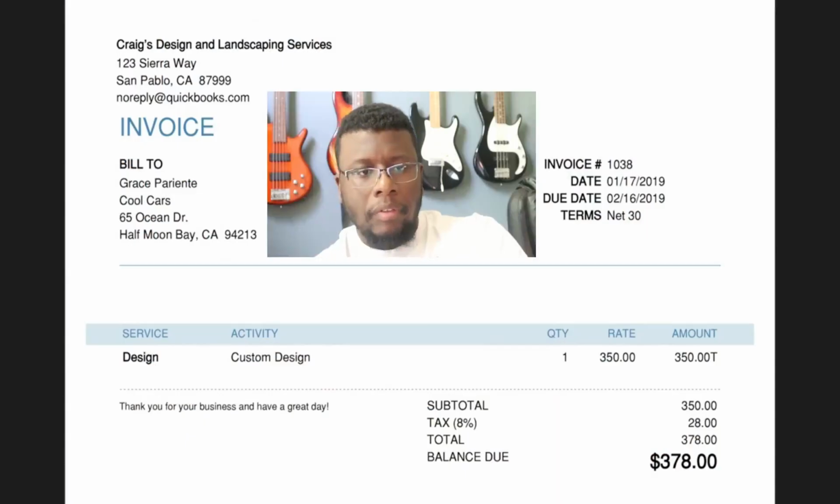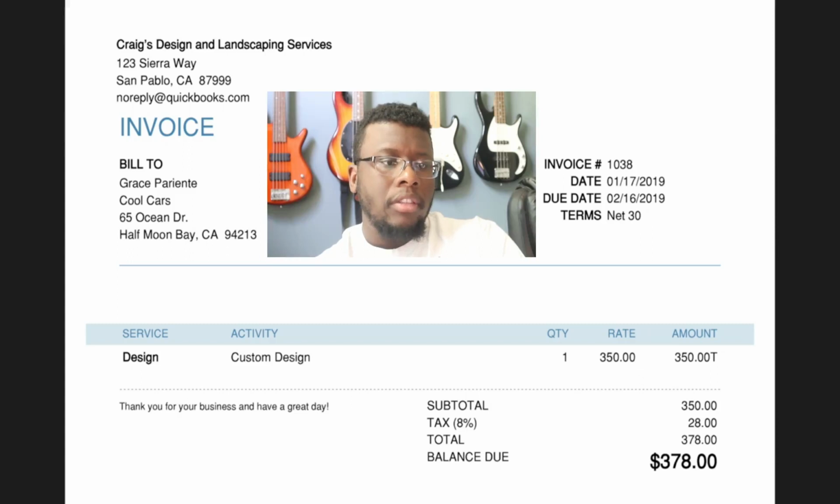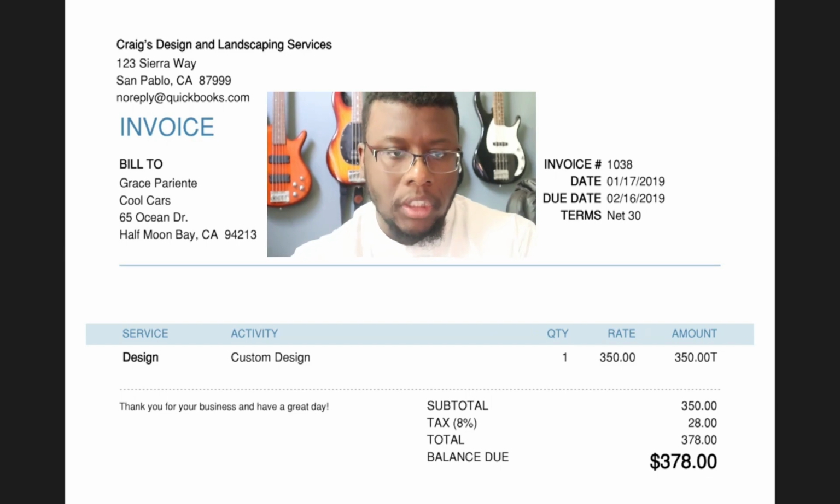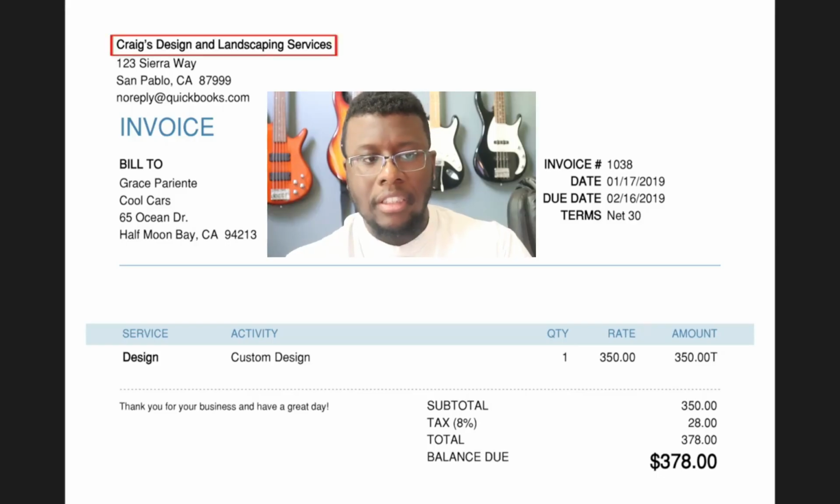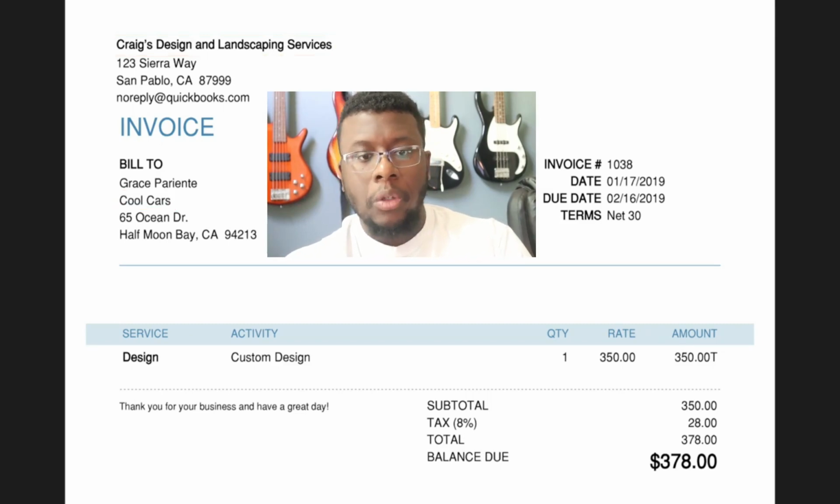Now here we've got an invoice that I've put together using a sample company from QuickBooks Online. This is a very typical invoice layout, so it's a great place for us to start and run through all of the key features. First of all, we've got the names and addresses of both the buyer and the seller. Who's this transaction between? Well, in this example, we've got Craig's Design Landscaping Services selling to Cool Cars.